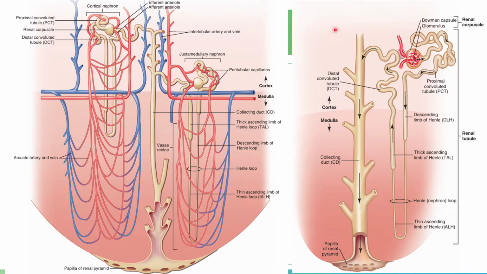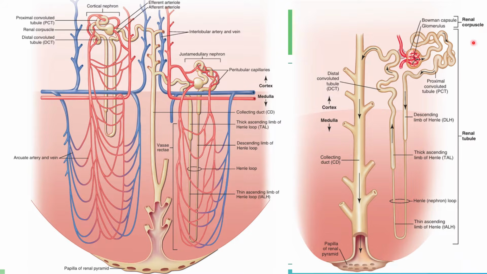Please note that this is the cortex, this is the medulla, and this is the area cribrosa of the renal papilla. Sorry, this is the cortex and this is the medulla.